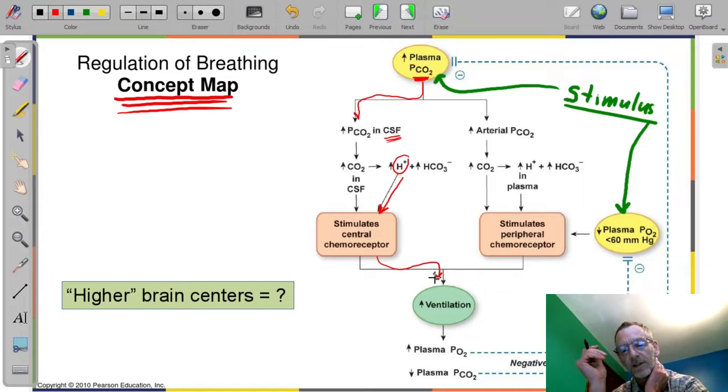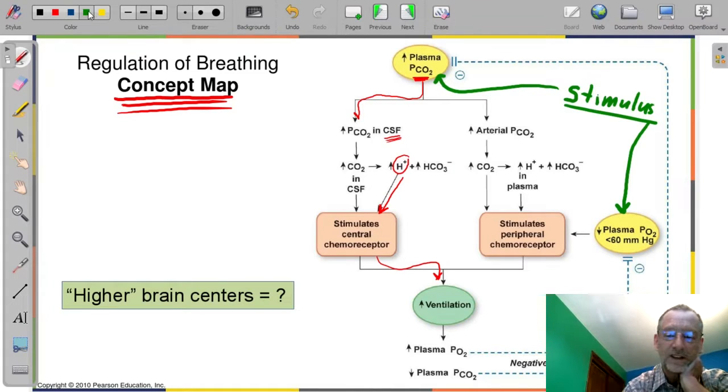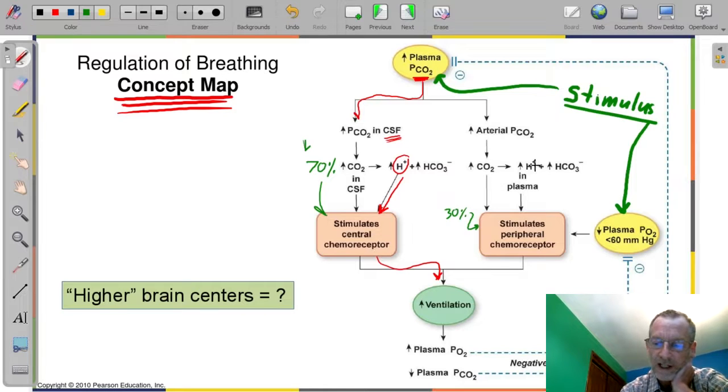The peripheral chemoreceptors are stimulated primarily by, let's just stick with the carbon dioxide. Remember that this is about 70% of the story, central chemoreceptors, and the peripheral chemoreceptors are about 30% of the story. So they also respond to carbon dioxide and pH, but not to the same extent in the plasma.